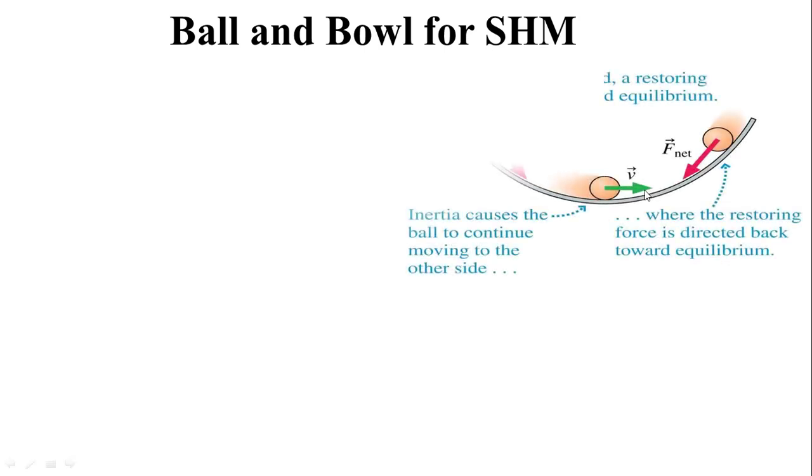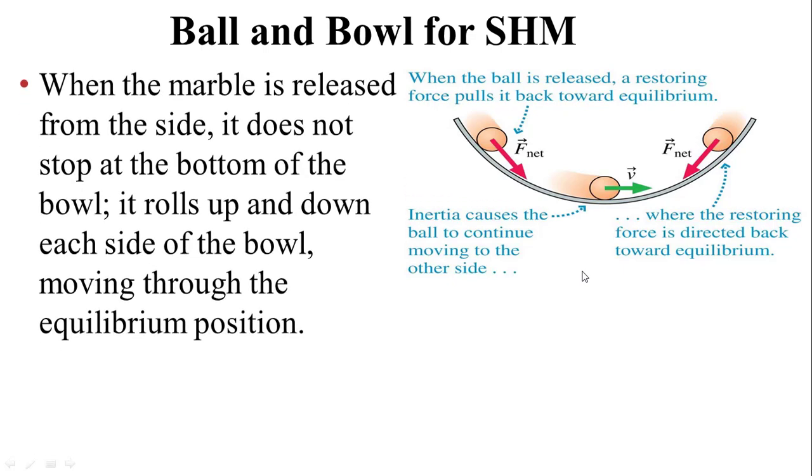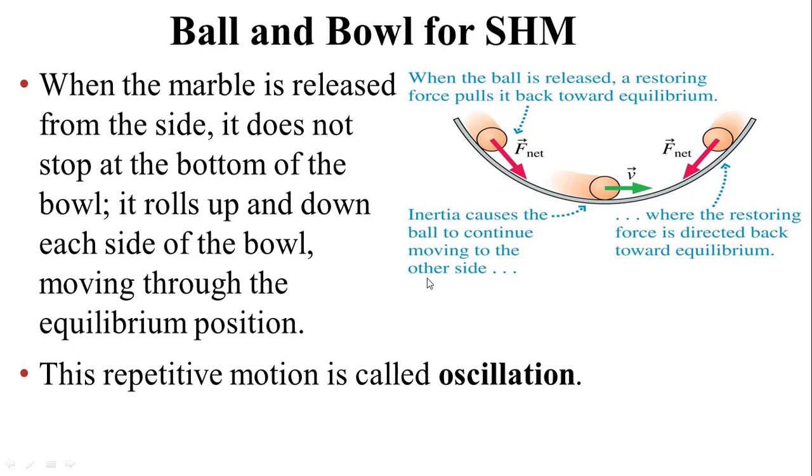We can see in this diagram, when the ball is released, a restoring force pulls it back toward the mean position. Due to inertia, the ball continues to move to the other side. So its velocity is maximum at the mean position, where the restoring force is directed back toward the mean position. This shows simple harmonic motion. Now we can write that when the marble is released from the side, it does not stop at the bottom of the bowl. It rolls up and down on each side of the bowl, moving through the equilibrium position. This repeating motion is called oscillation. So oscillation motion is produced in the ball and bowl system.